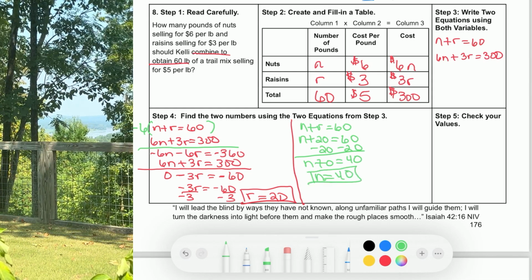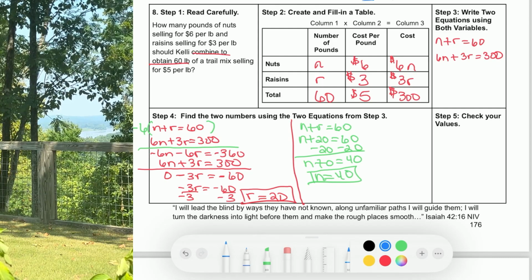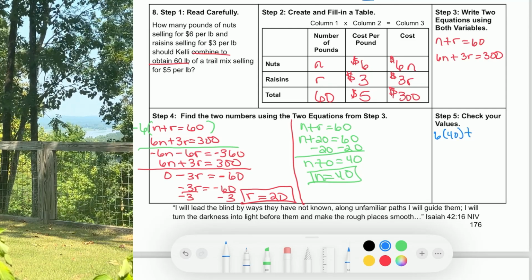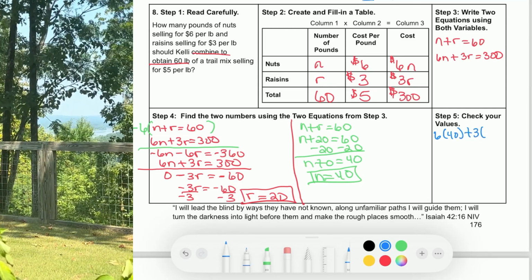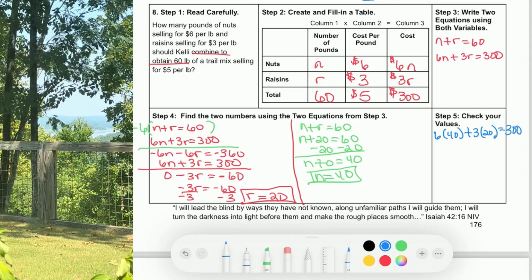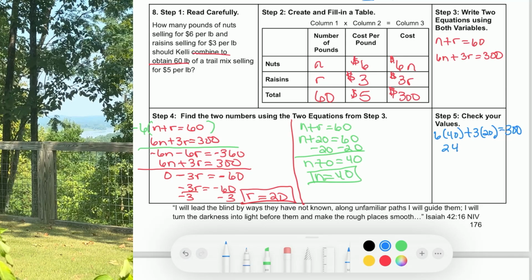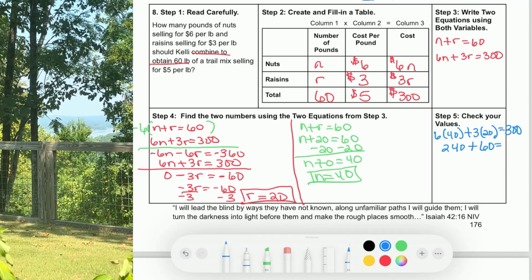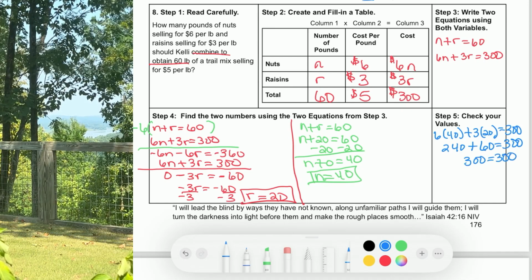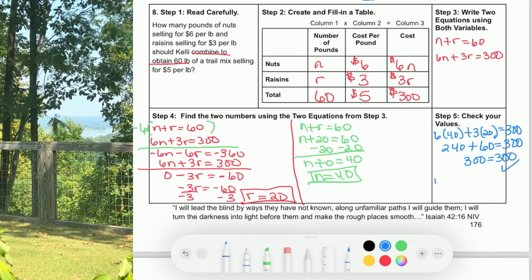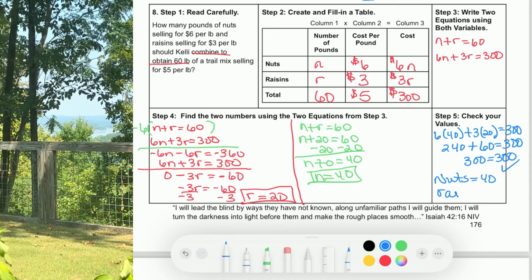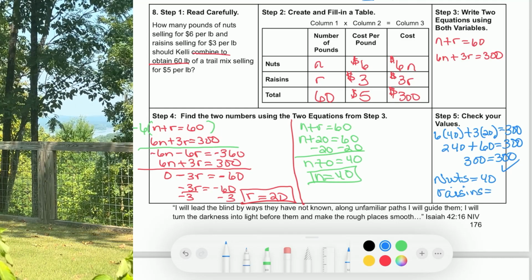All right, let's double check. Make sure we did our problem correctly. So I have 6 times the n value, which was 40, plus 3 times the r value, which was 20. And hopefully that gives us the 300. So 6 times 40 is 240. 3 times 20 is 60. And we do end up with 300 on that side, which equals the 300 on that side. So we're good. All right, so let's write out our answer. So the nuts, we need 40 pounds. The raisins, we need 20.